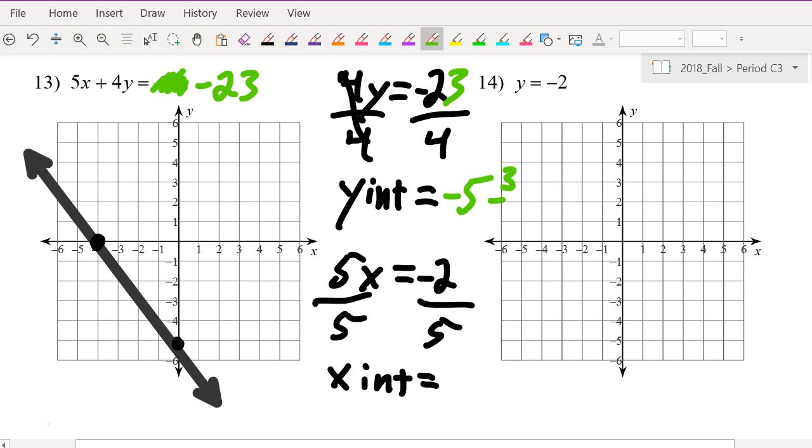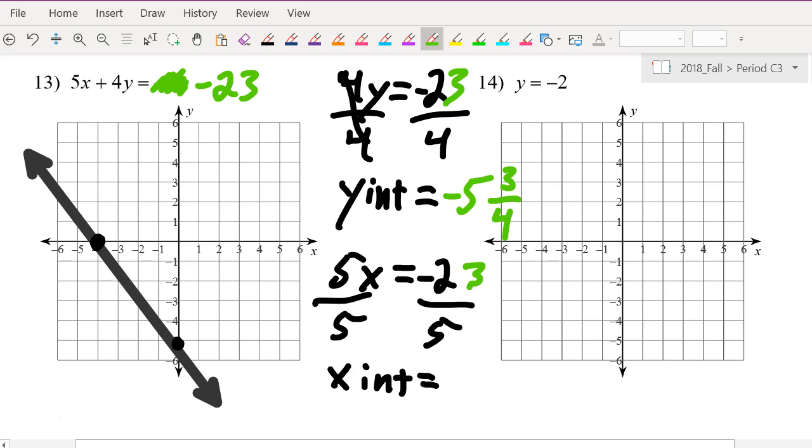-5 and 3/4. Wait, but can't you not have a... Did you round? No, I did a mixed number. This is not slope. This is an intercept. An intercept can be a mixed number. But slope should not be a mixed number.